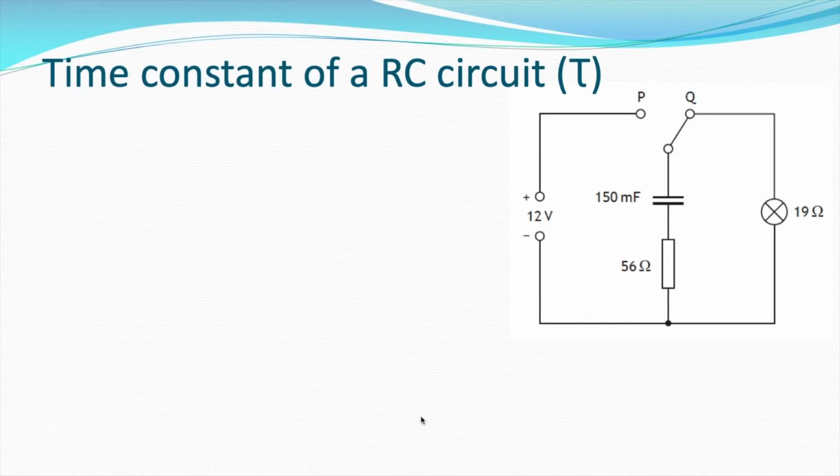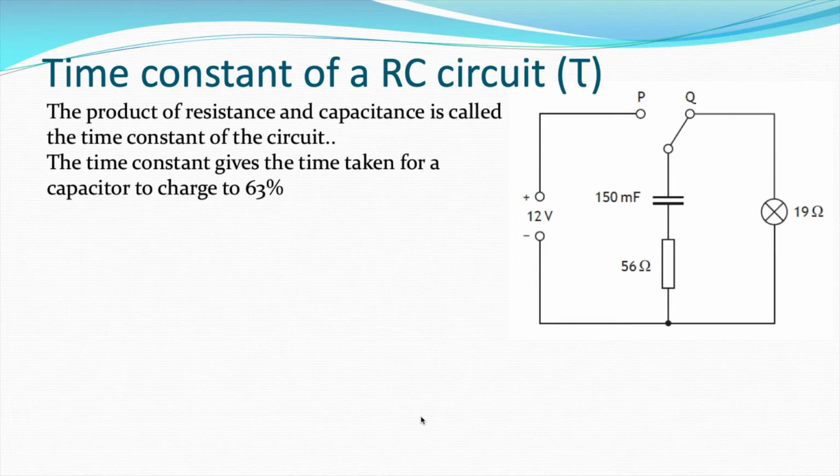Well, the way that you work out the time constant of an RC circuit, and by the way, this is not the time that it takes to fully charge, is that the time constant is the product of the resistance and the capacitance in the charging side of that circuit. So if we've got a 56 ohm resistor and a 150 millifarad capacitor, if you multiply those two numbers together, you get what's called the time constant of the circuit.